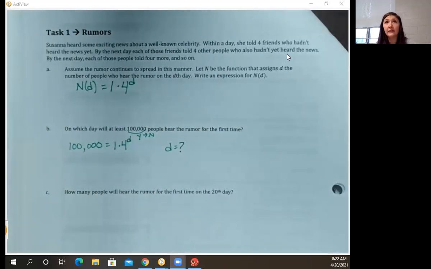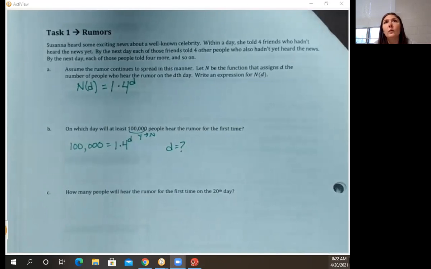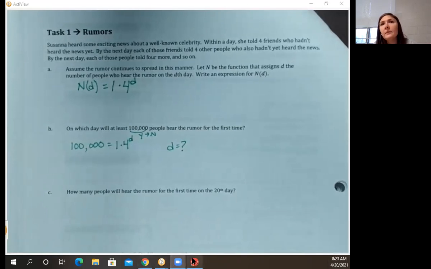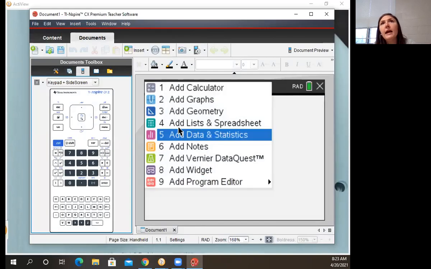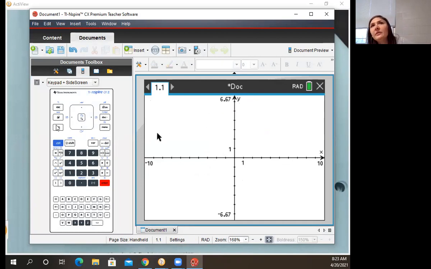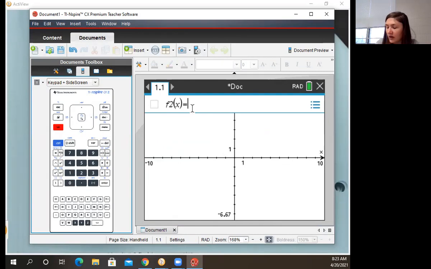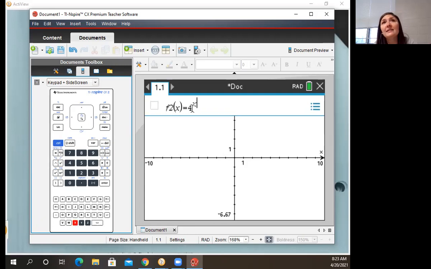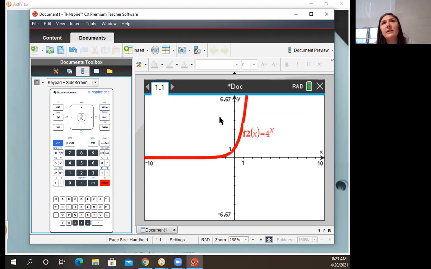I'm going to actually use my calculator to help me solve this. I'm going to take a look at a graph of this function. Let me bring up my calculator, and I'm going to graph here. So I'm going to start by graphing this 100,000. Now I can't see that on here because my y value only goes up to a little below 7. So I'll have to do some adjusting here in a minute. But before I do, I want to add the exponential part of this function. So that would be 1 times 4 to the x. Since I'm giving this direction to my calculator, I'm using x instead of d. And there's the exponential part.